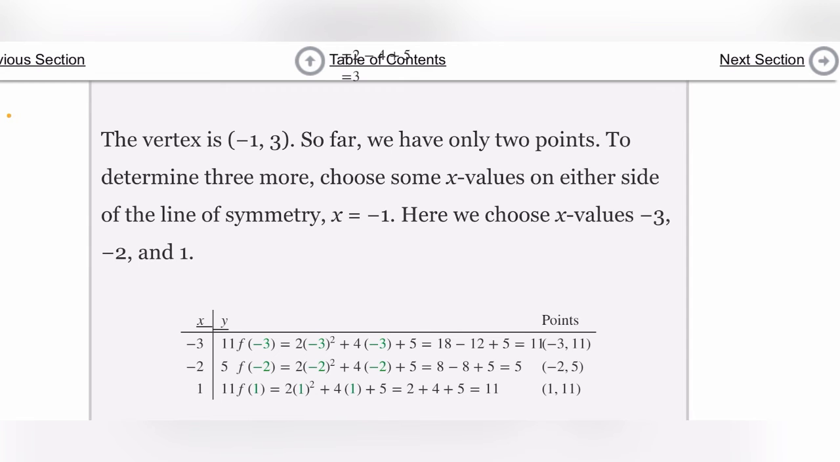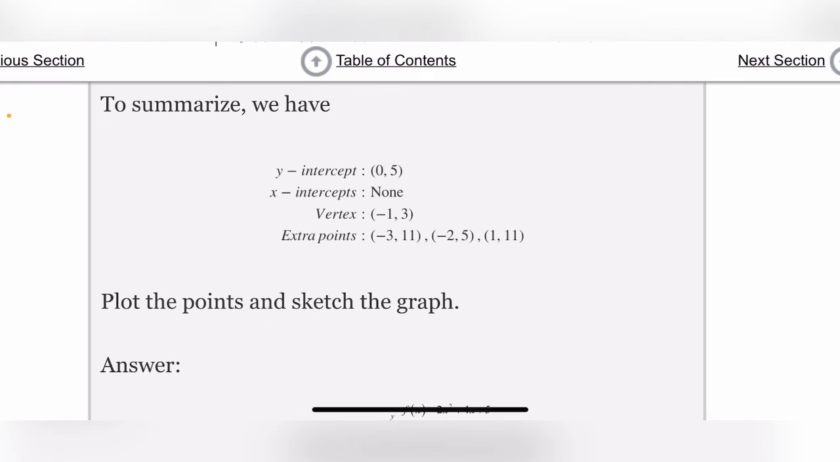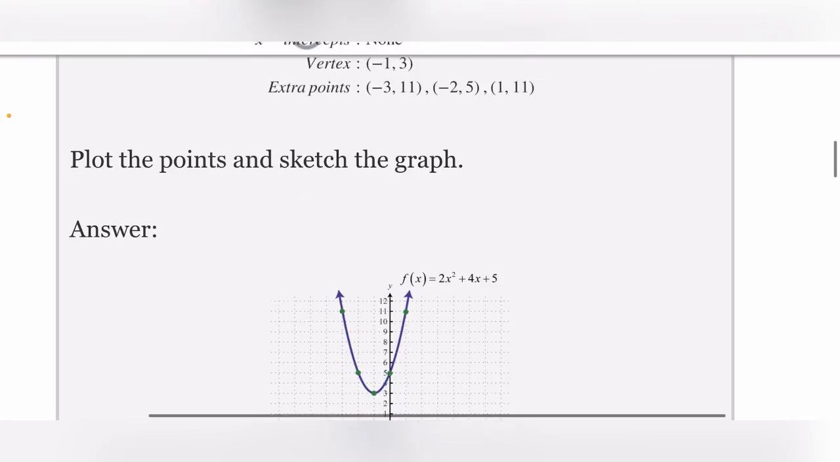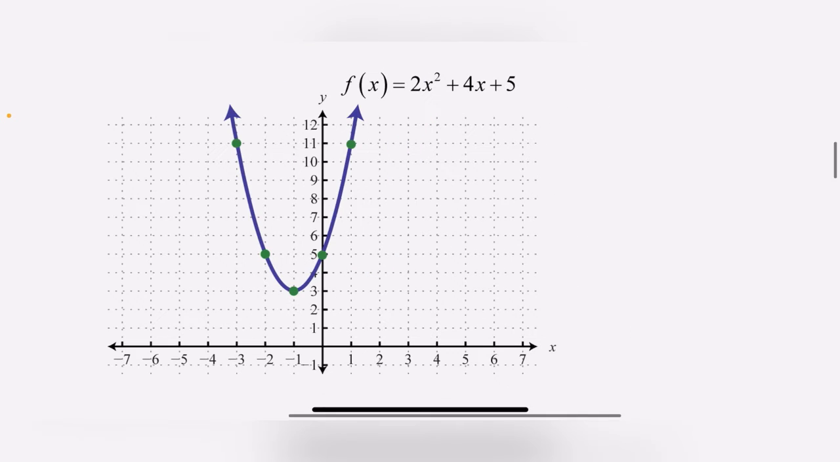So far, we have only 2 points. To summarize, we have y-intercept (0, 5), no x-intercepts because the discriminant is negative, the vertex, and extra points. Our parabola looks like this. The parabola opens upward and lies in the first and second quadrants of the Cartesian plane.